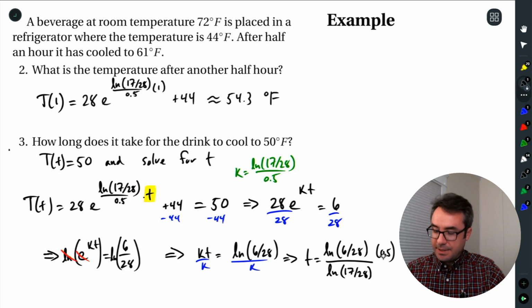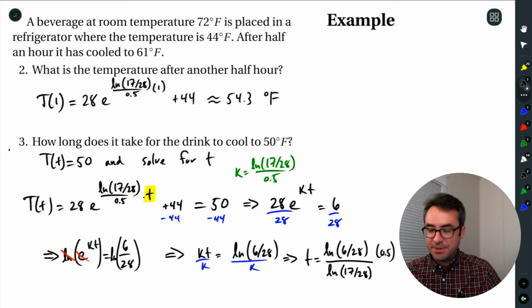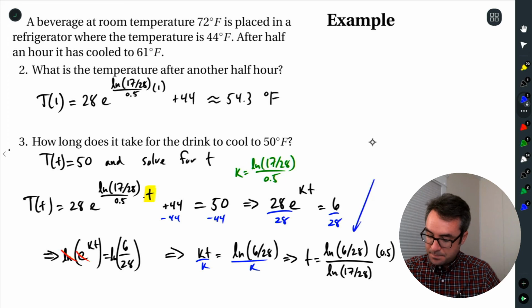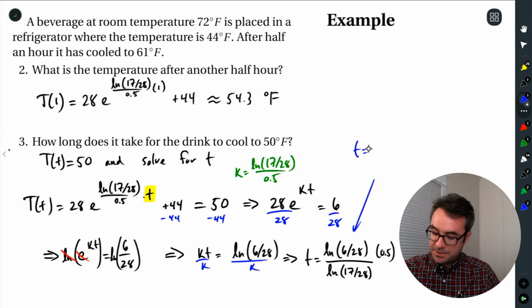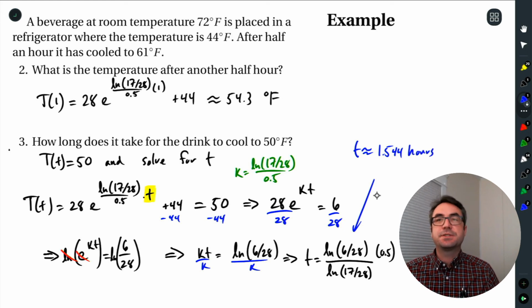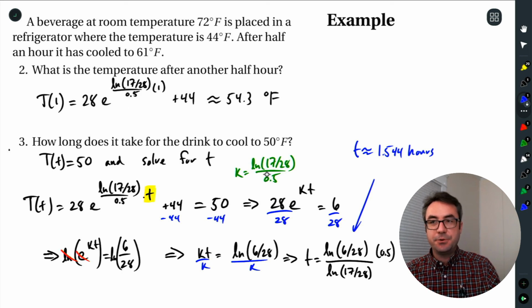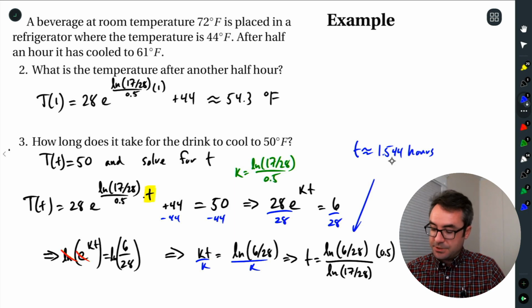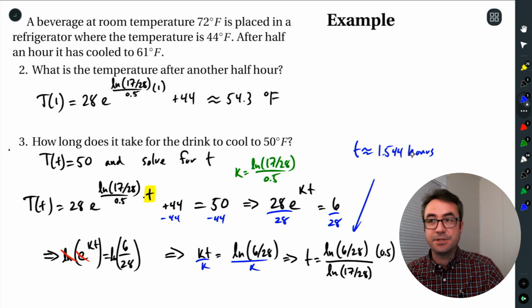And if we calculate this out, to conceptually see when this would be, let's get our decimal approximation. This is about 1.5 hours, 1.544, and the units here are hours. We made that choice when we first started figuring out our temperature function and the value for k. We made that choice to use 0.5, which was in terms of hours. And so that means our time value is in terms of hours.